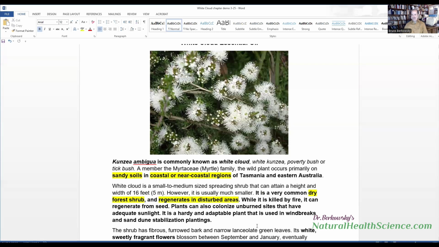It regenerates in disturbed areas, places that have been trampled on by human activity or a fire. Something has damaged the area or disturbed it in some way. And what comes back in first? What is one of the primary repopulating plants of a disturbed area will be white cloud. And you'll find out why in a while, why that's important.